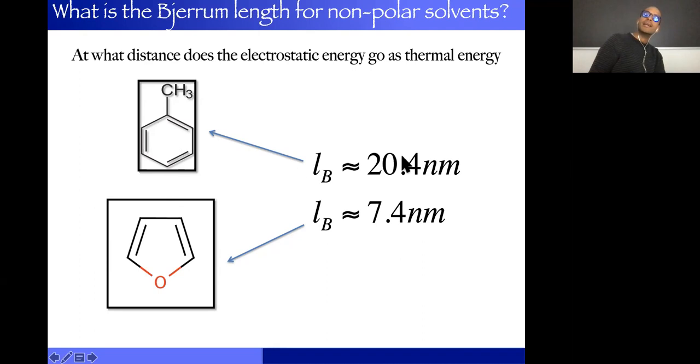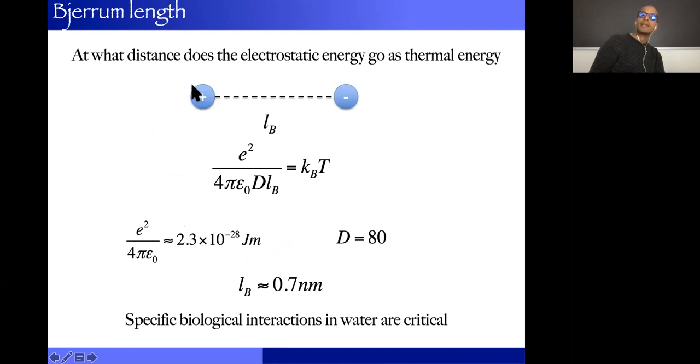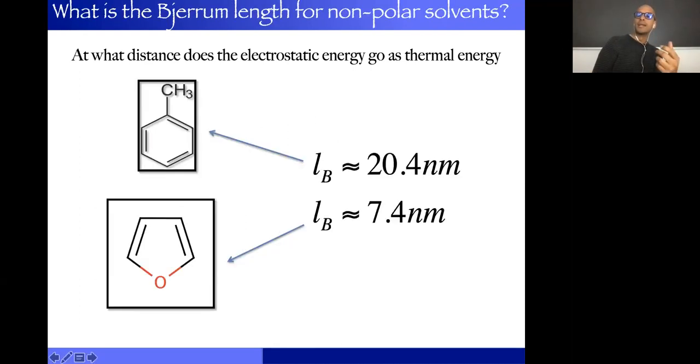You can do the same exercise, which is look at how the electrostatic interactions change as a function of the distance and at what distance they're equal to thermal energy. You see that the Bjerrum length, the length at which you go from thermal to strong electrostatics, changes drastically depending on the dielectric constant of the solvent that you're in.